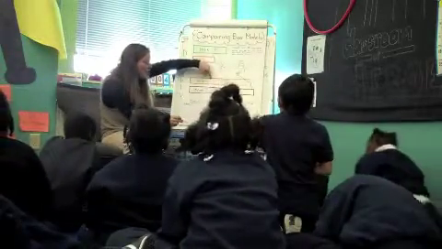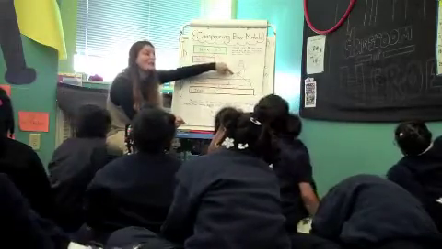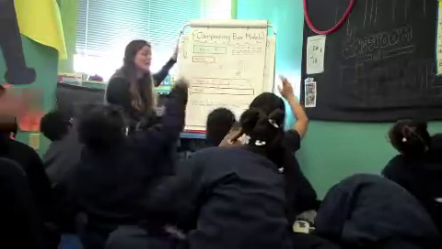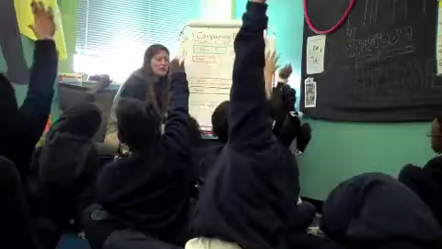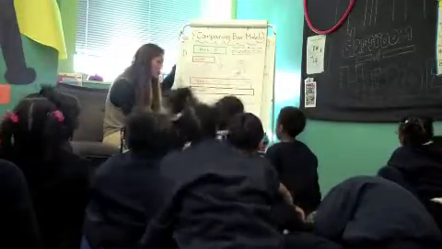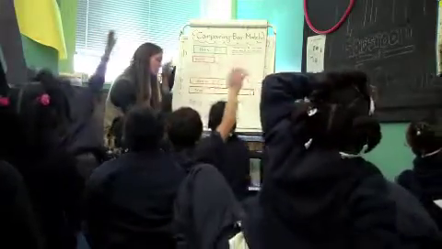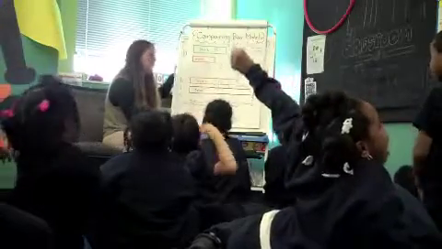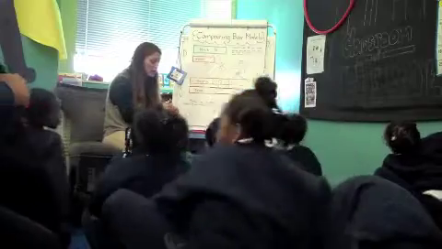So Sasha has 94 toys, but she has 60 less toys than Jelani. How many toys does Jelani have? I'm seeing the same hands over and over again. Peter? Jelani has 54. Close. 154 toys. Jelani has 154 toys.